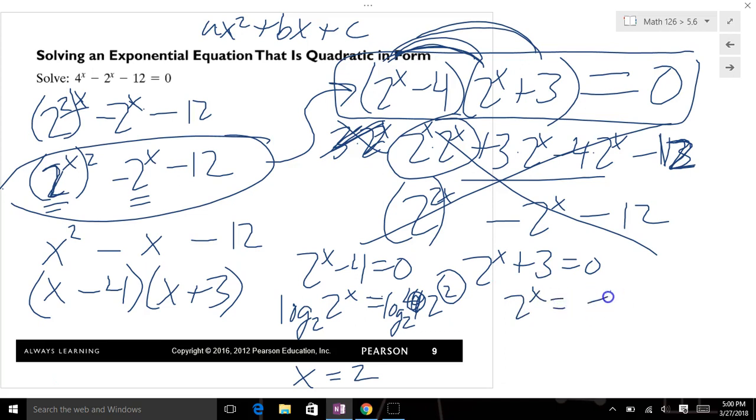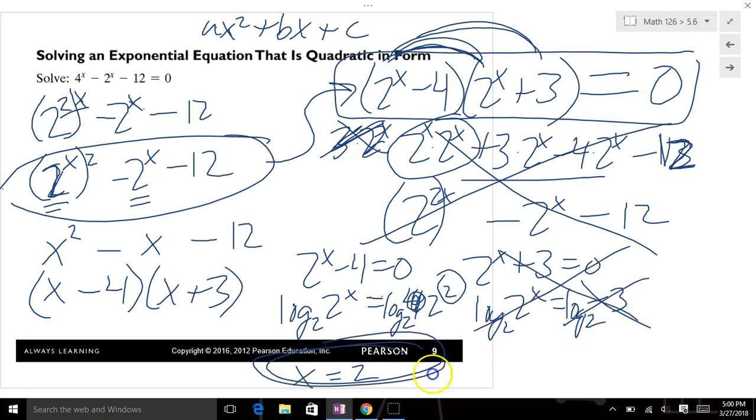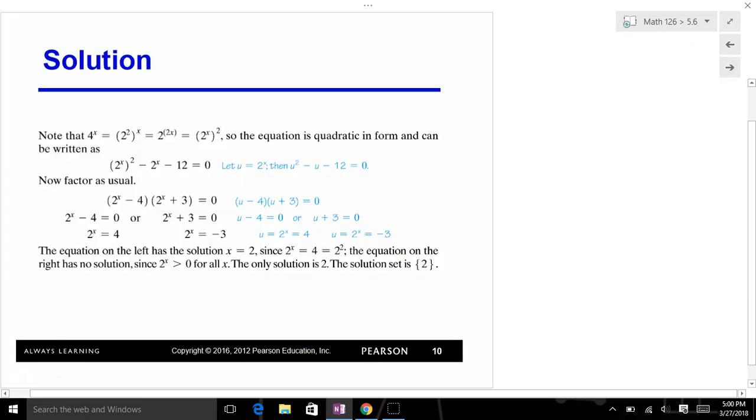Over here, subtract 3 on both sides: 2 to the x equals negative 3. Run your log base 2 to undo that. Well, there is no log base 2 of negative 3, so this is out. So your only answer here is 2. Make sure you plug it back in and double check that.